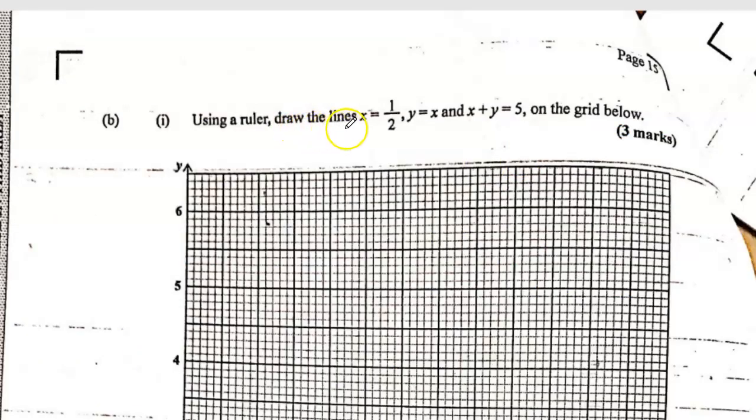Using a ruler, draw the lines x equal to a half, y equal to x, and x plus y equal to 5 on the grid below. So let us draw these graphs one by one. I won't be using a ruler, but let's draw them one at a time: x equal to a half, y equal to x, x plus y equal to 5.